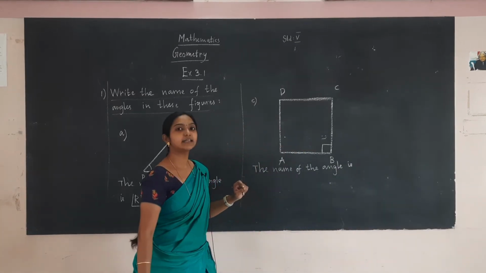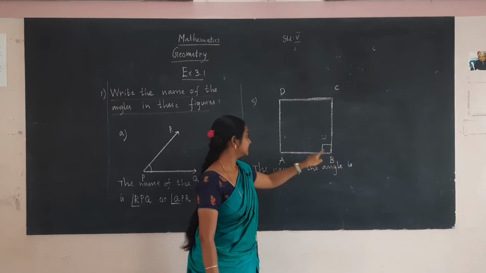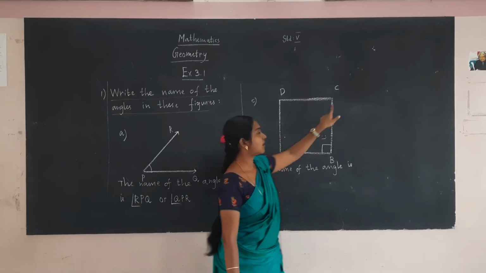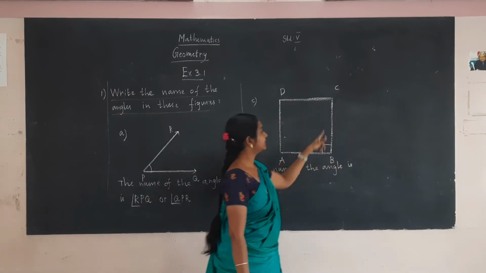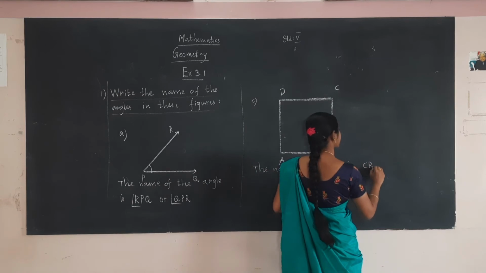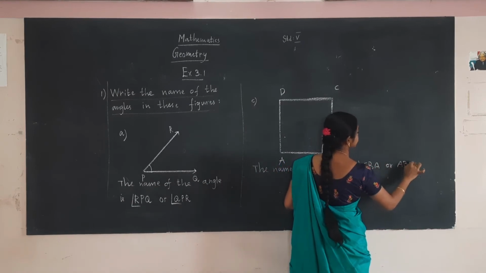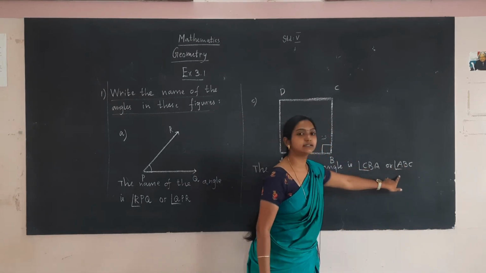Find the place where it makes an angle. In B, it makes an angle. We can start from A or C. We can write it as CBA or ABC. Both are correct. We should write with the symbol of angle.